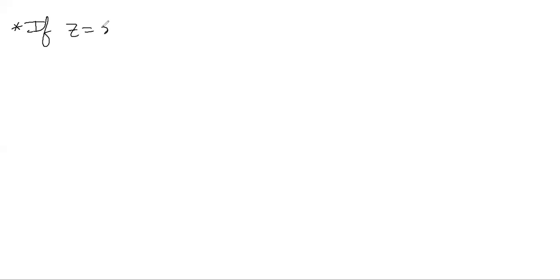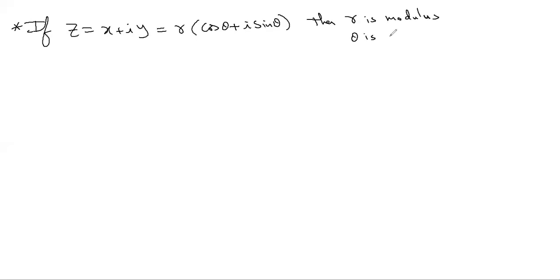If z is equal to x plus iy, you convert this into r into cos theta plus i sin theta form. Then r is called modulus and theta is argument. And this form of the complex number is called modulus argument form or modulus amplitude form. Theta is argument or amplitude.